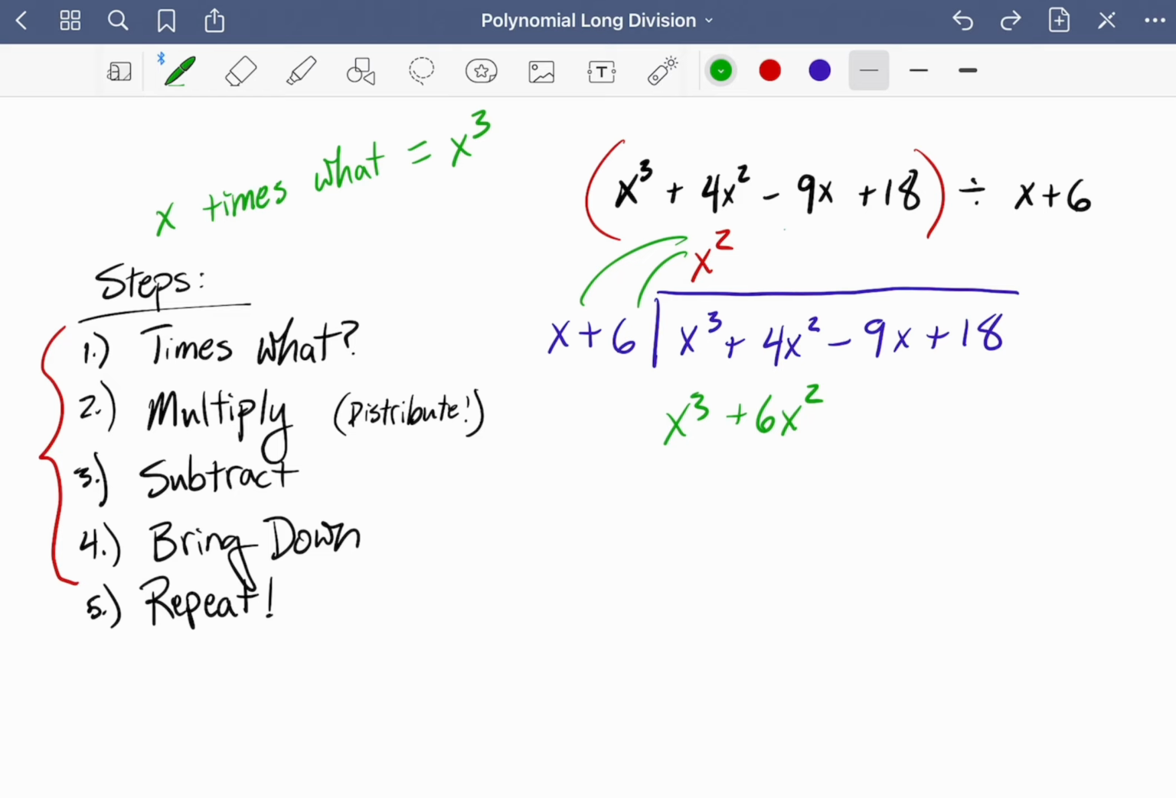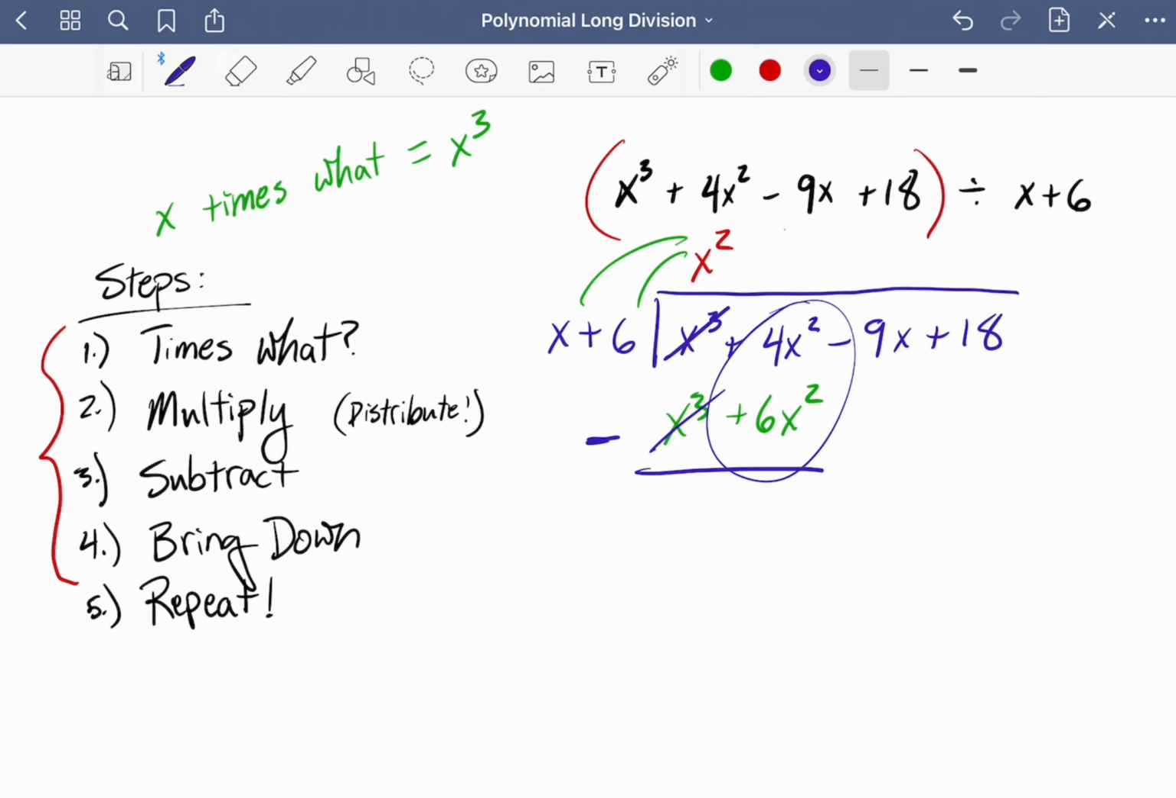Okay, next up we have the subtraction step. I'm going to draw a bar underneath and a subtraction sign, and I'm going to subtract down like this. So x cubed minus x cubed equals 0. They cancel each other out. I could write 0, but I'm not going to. I'm just going to cross them off. Next, we're going to subtract these guys.